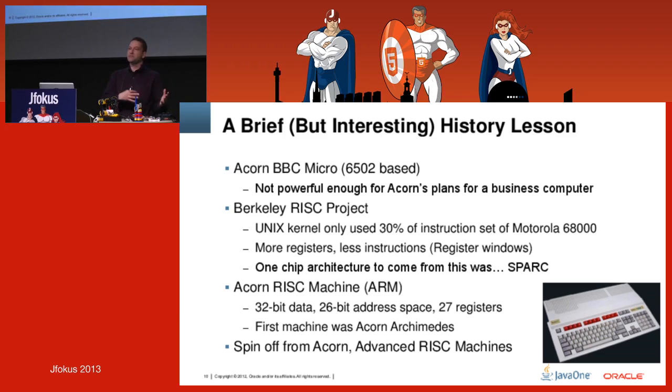And so eventually they spun off the chip manufacturing business from Acorn, and they became Advanced RISC Machines, which is where ARM comes from, Advanced RISC Machines, which I suppose really should be called ARISCM rather than ARM.